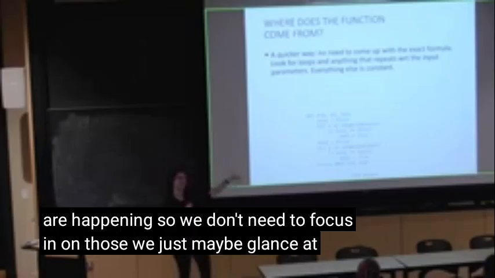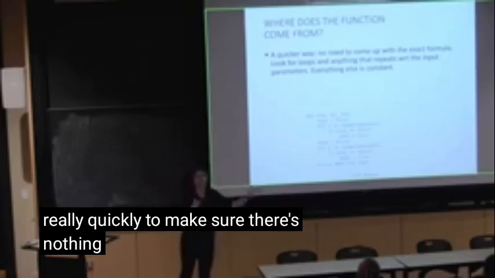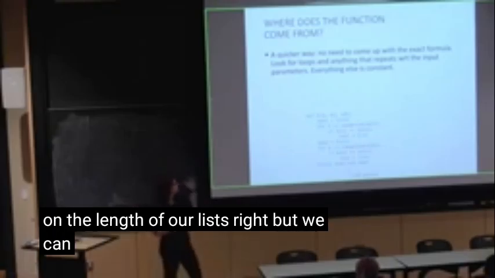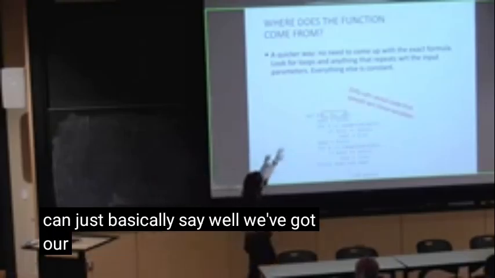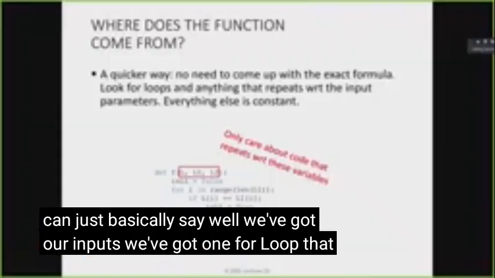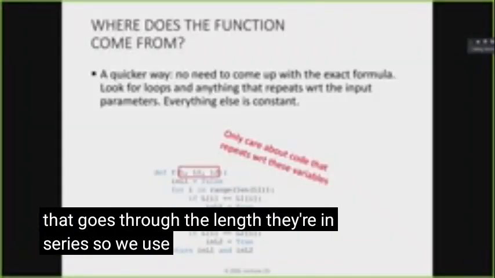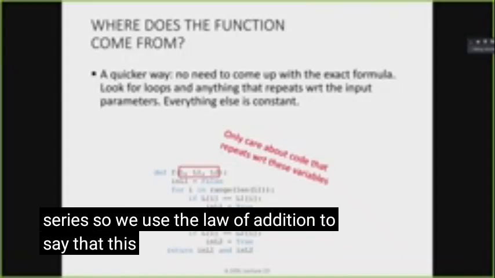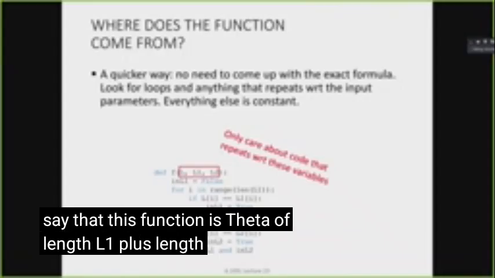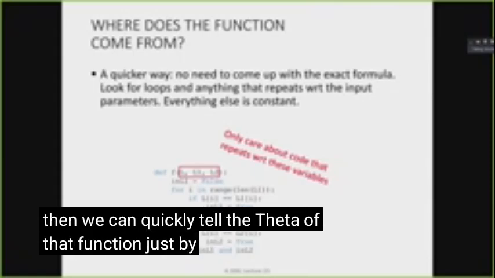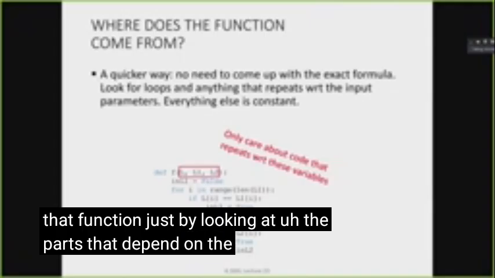We just maybe glance at them really quickly to make sure there's nothing funky going on that's dependent on the length of our lists, right? But we can basically say, well, we've got our inputs. We've got one for loop that goes through the length, another for loop that goes through the length. They're in series, so we use the law of addition to say that this function is theta of length L1 plus length L2, right? And so then we can quickly tell the theta of that function just by looking at the parts that depend on the input.